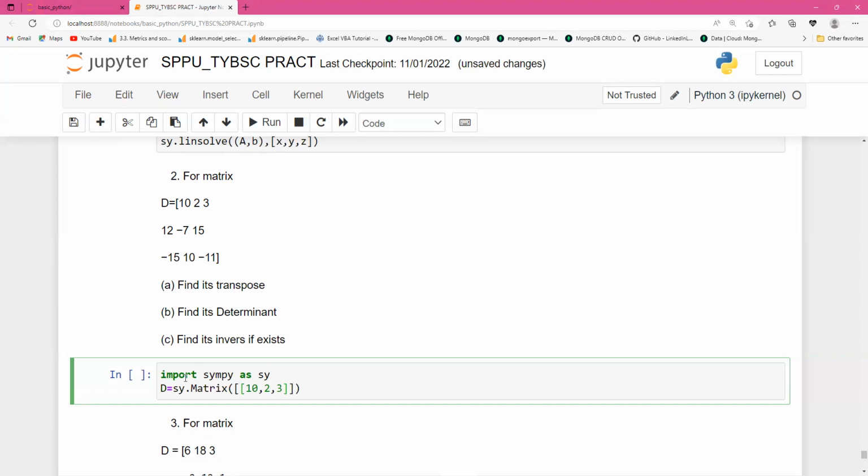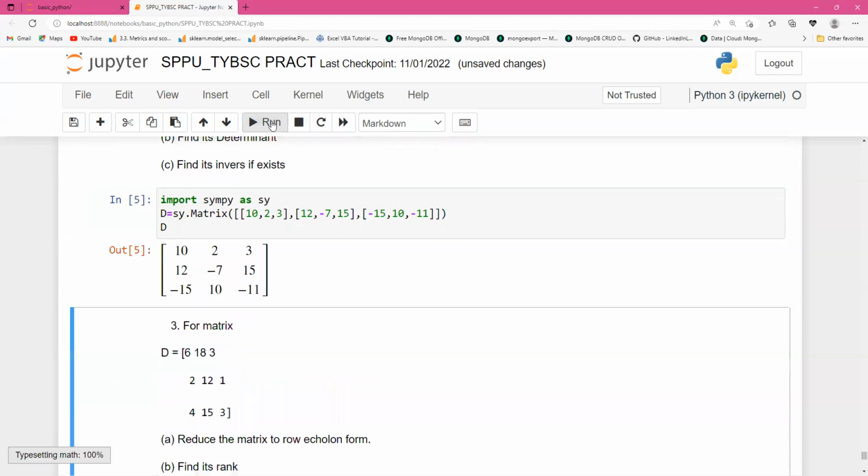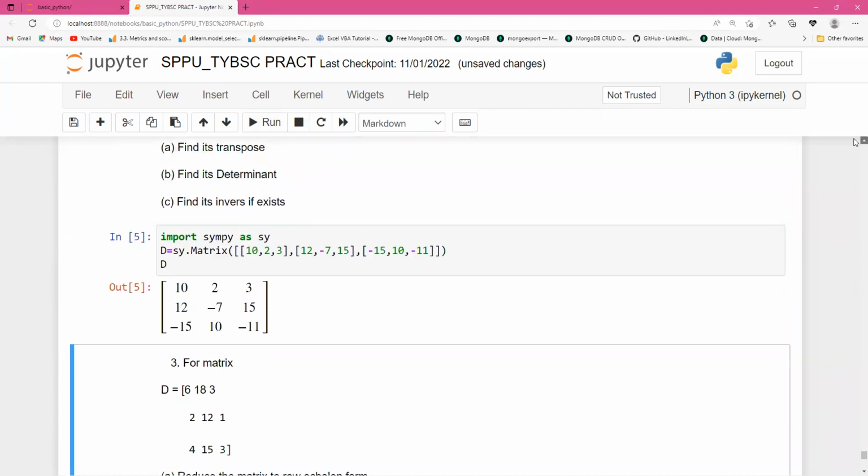This is my first row, and now I'm going to take the second row. The second row elements are 12, then minus 7, and then 15. Okay, these are the three elements. Now I'm going to take the third row. In this third row, this is 15, and then 10 and minus 11. So these are the elements of my matrix, and if I take the matrix D, I will get the matrix D itself.